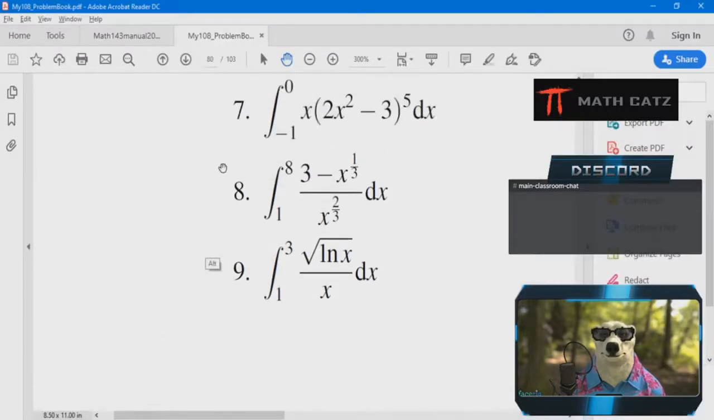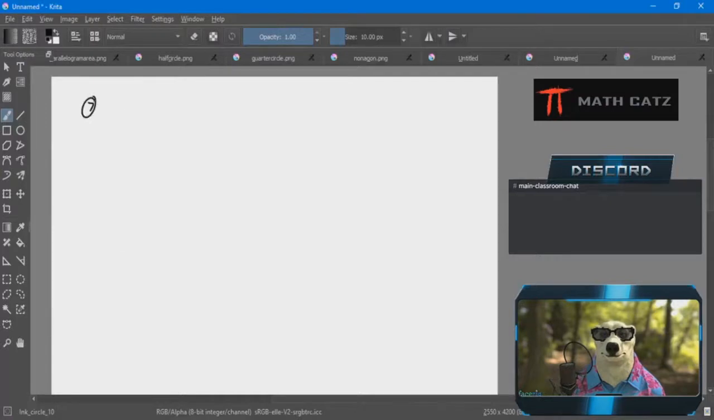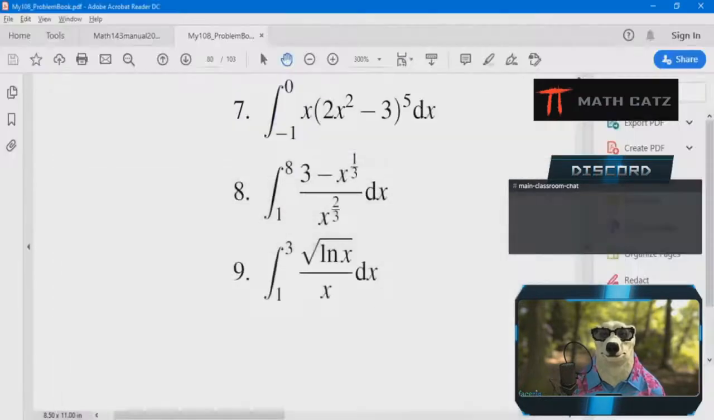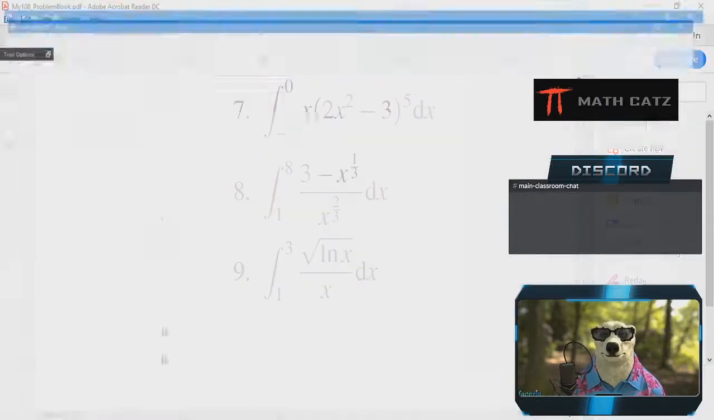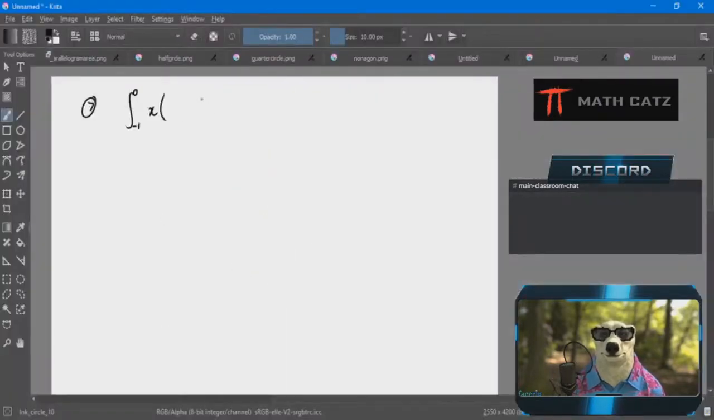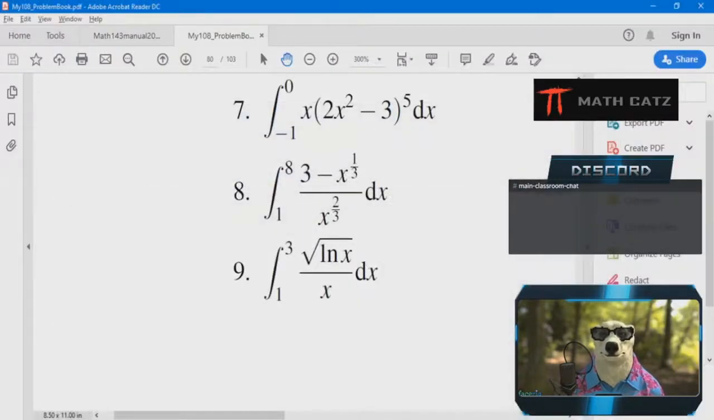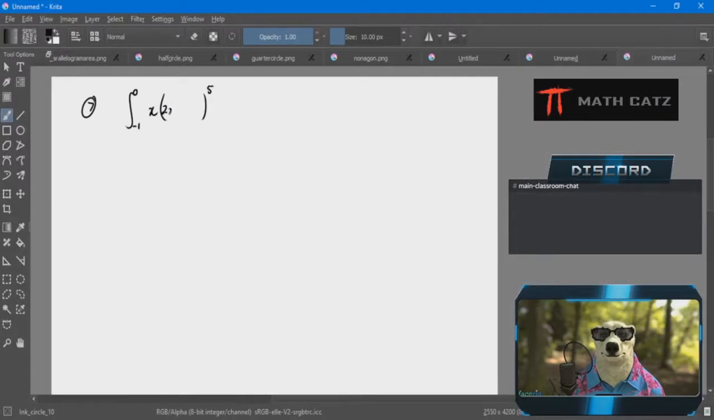All right, let's do number 7. Integral from -1 to 0 of x times bracket 2x squared minus 3 to the power of 5.